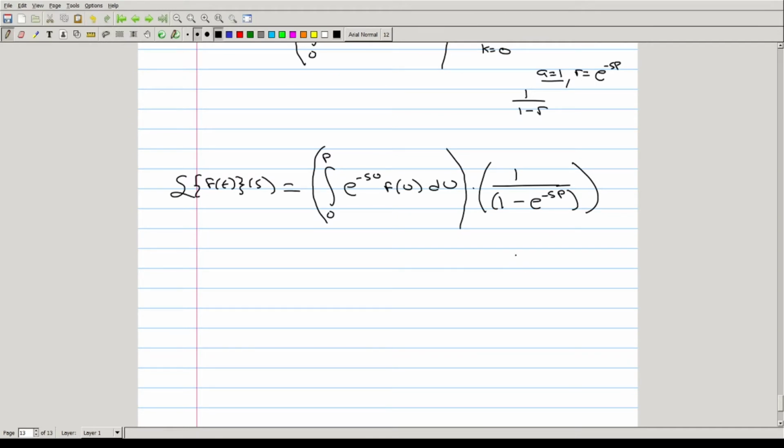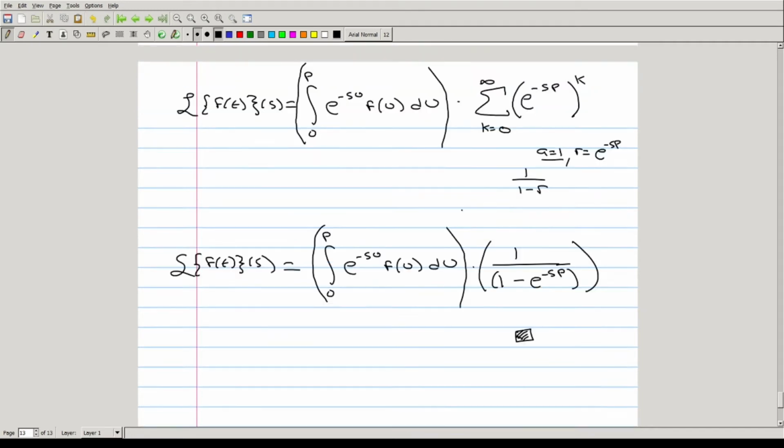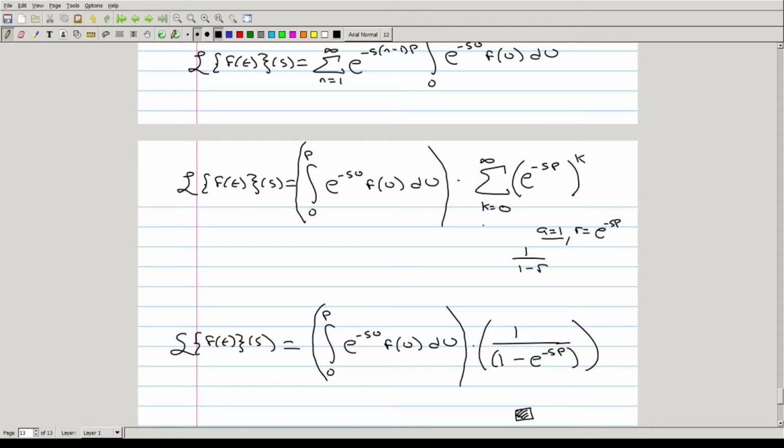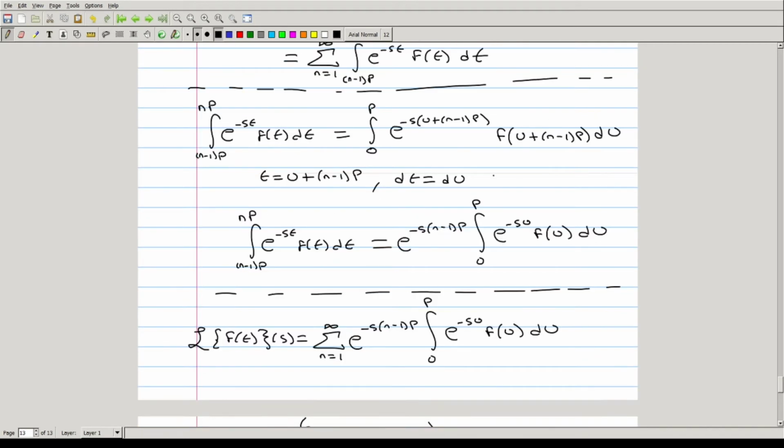So this is also a very, very useful formula to apply in many applications, specifically when we're talking about the Laplace transform of periodic signals. It relies on the formula for the sum of an infinite geometric series, and it also relies on u substitution when we go through and evaluate our integral, and capitalize on the periodicity of the function f.